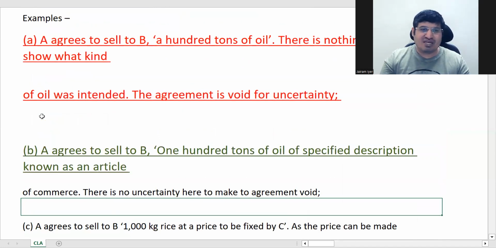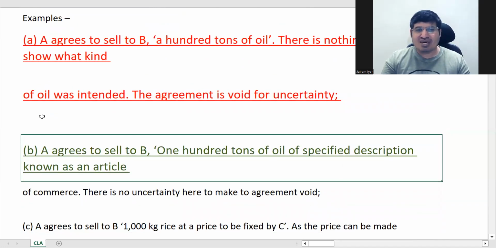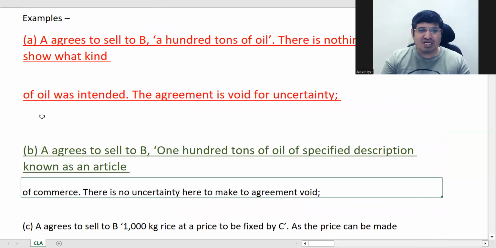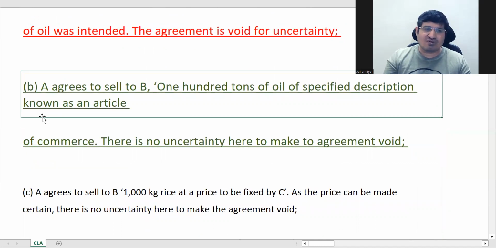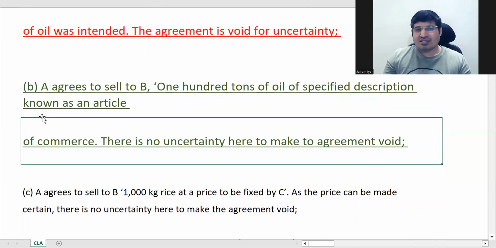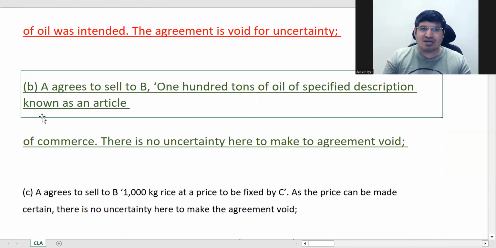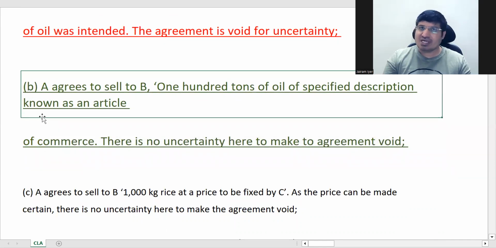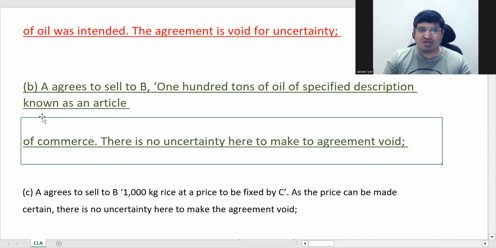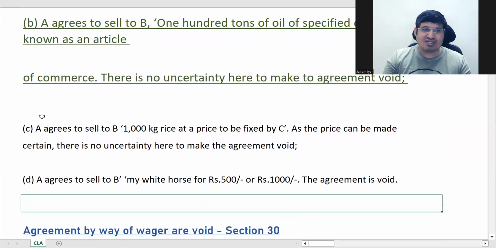Then next is A agrees to sell B 100 tons of oil of specific description known as an article of commerce. So its description is known, like any rice brand, or say atta, like Ashirvad atta. There is no uncertainty, so it is not void. If you are specifying what kind of thing you want, then it is fine.